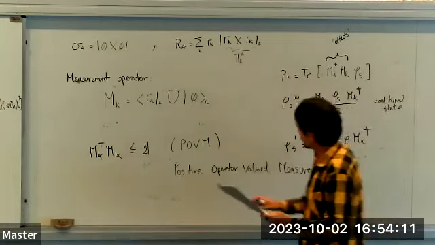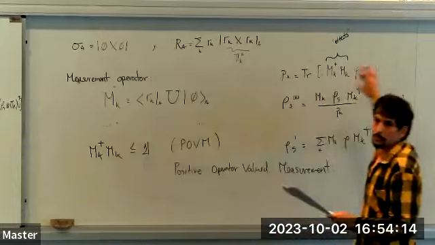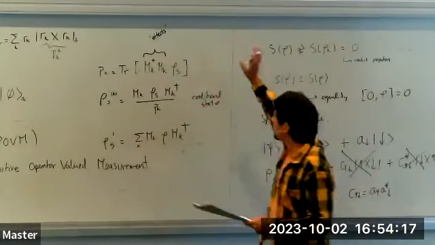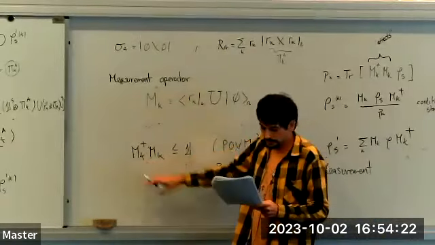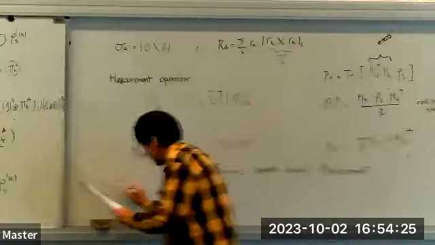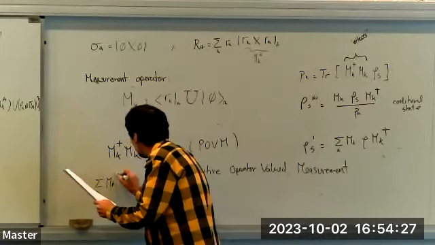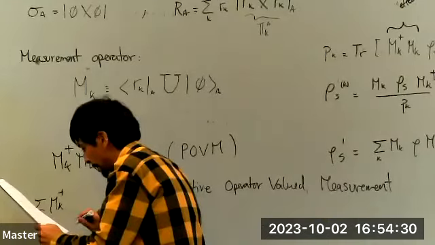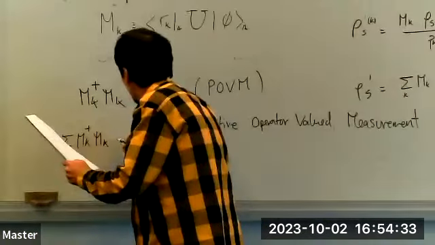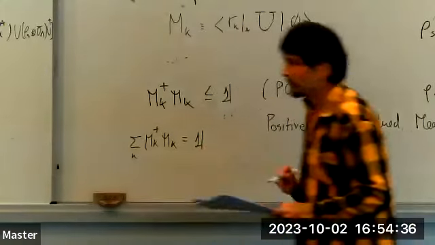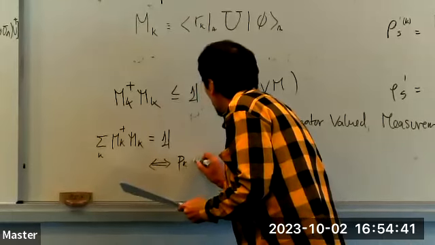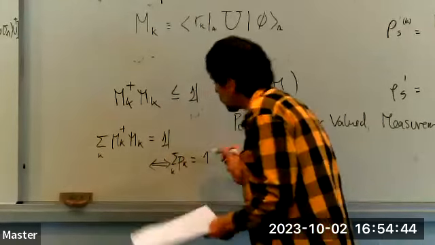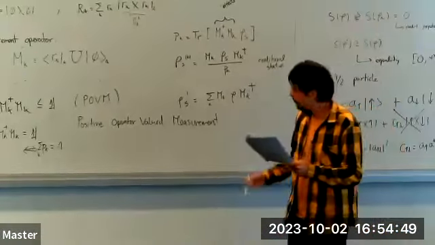They completely determine the statistics of the measurement. So if I only talk about the probability of obtaining my outcomes, I just need to know these operators here. And indeed, they also fulfill this property, which is equivalent to saying that the sum of the probabilities of every measurement adds up to 1.